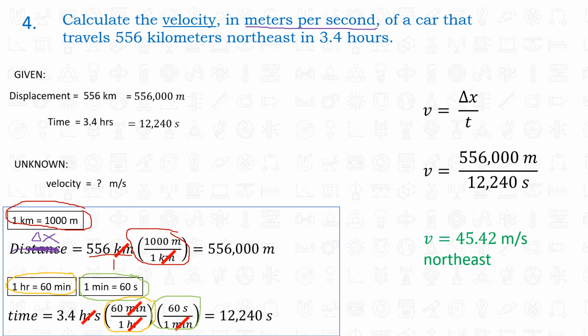But since it's a velocity, it also needs a direction. So I'm going to underline this northeast here because that's the direction. And that was up here in the original problem. So right there, northeast. So that's our final velocity there with a direction, magnitude and direction. And our final one is not difficult. It's just 2 problems in one.